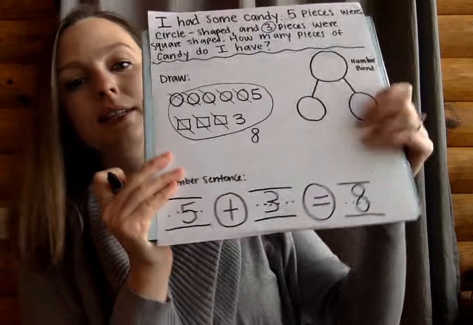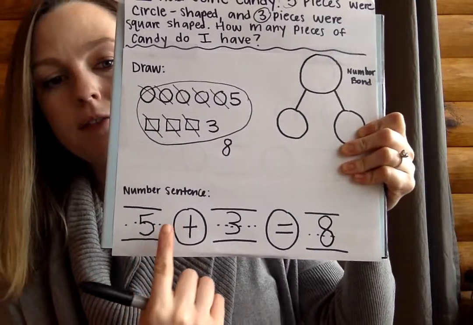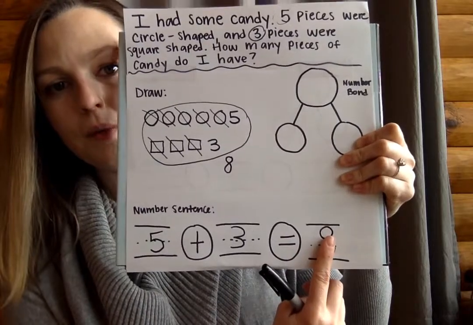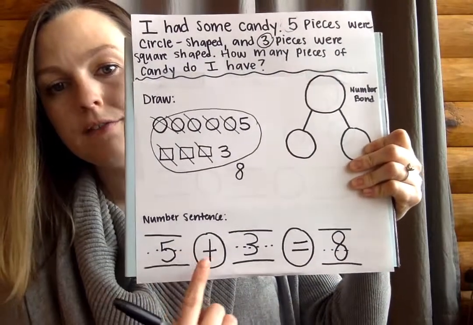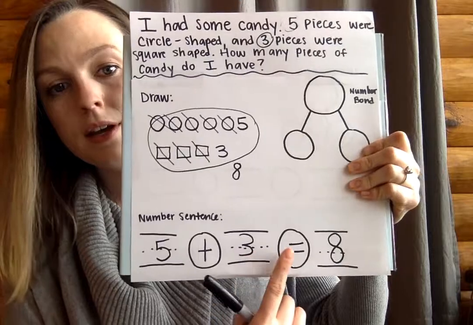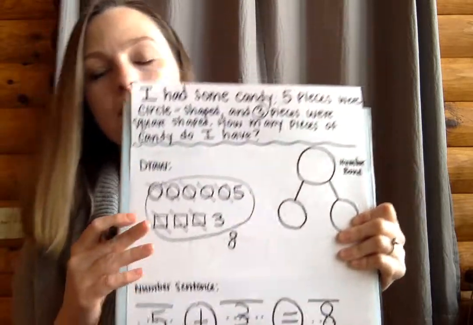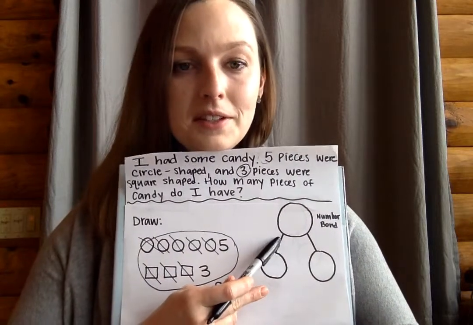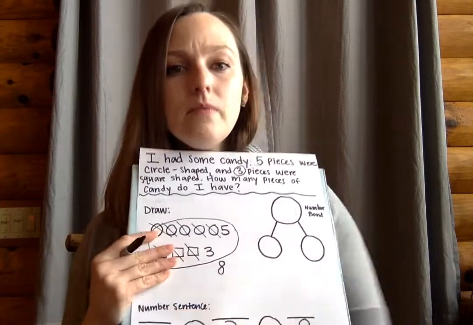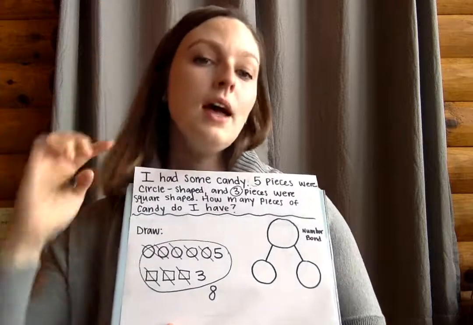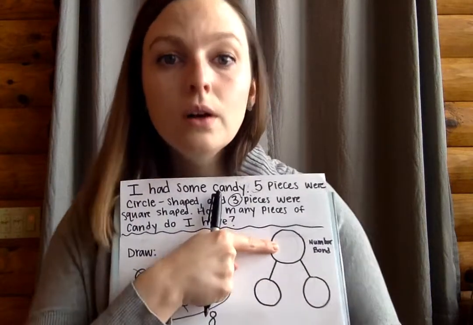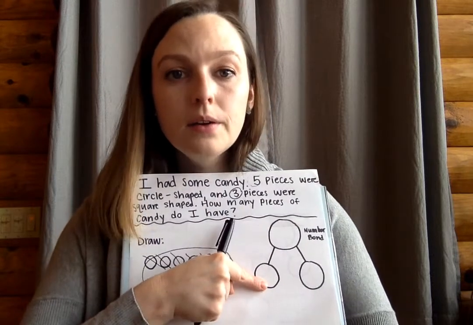Let's read the number sentence together. 5 plus 3 equals 8. Let's do it one more time. Ready? 5 plus 3 equals 8. Great job. Now we're going to challenge ourselves to add it to a number bond. This is something we've been working on lately. I remember a number bond has a spot for the whole and a spot for the two parts. Say whole, whole, part, part.